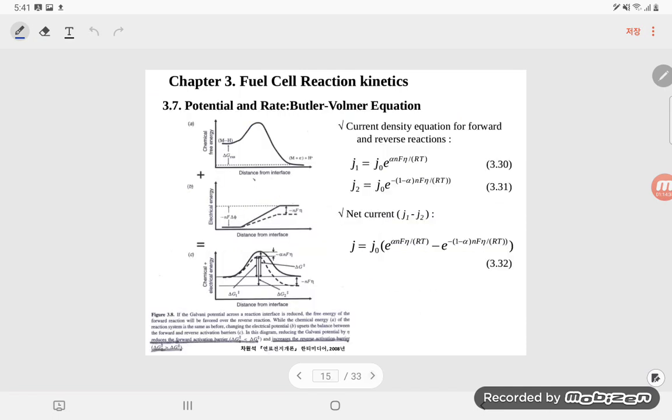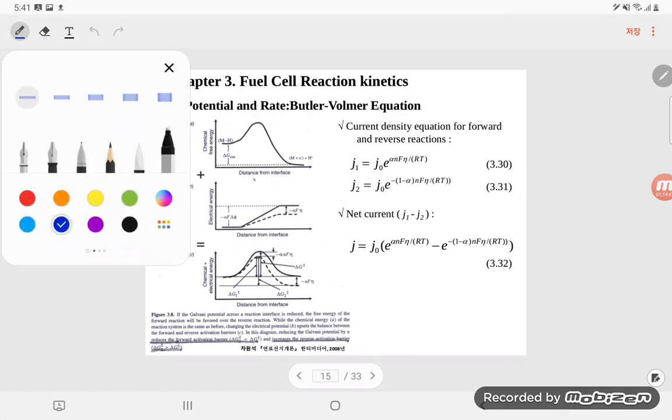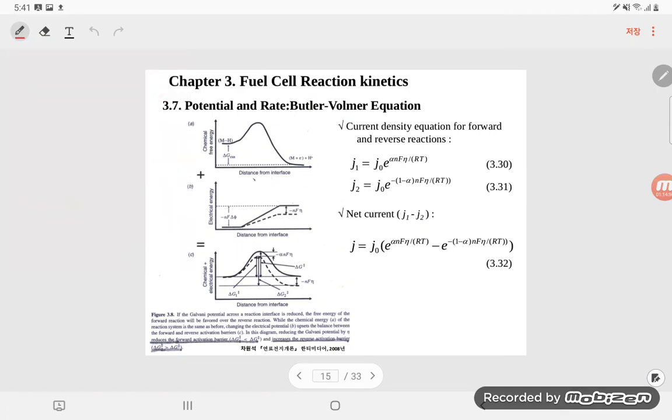Okay, this is the equilibrium first, and let's talk about the potential and the Butler-Volmer equation. The current density equation for forward and reverse reaction. We can determine J1 as the forward reaction, J0, and this term. This is the exchange current density, right? They have the same one. And what is this one? Okay, let's talk about this.